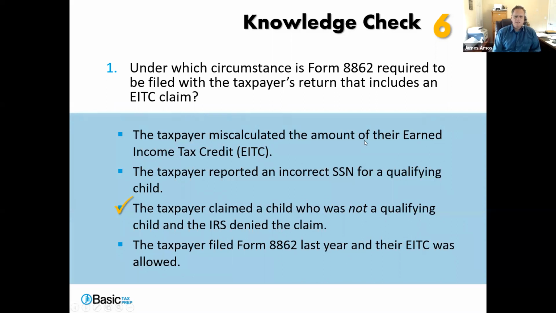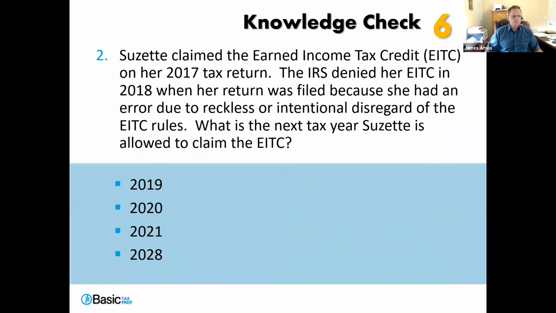The taxpayer miscalculated the amount of EIC. That's a math error, so they don't have to do an 8862. The taxpayer filed 8862 last year and the EIC was allowed. Well, if it's been allowed and they already took care of filing one of these, they don't have to. It's only when the IRS has denied a claim that they have to do it. Does that make sense?